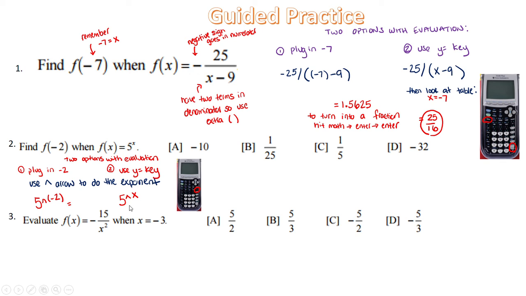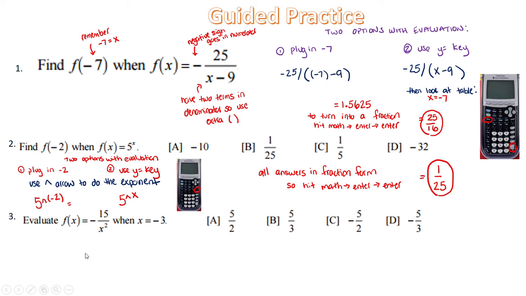Or in your y equals key, you need to do 5 up arrow x, and that way x is in the exponent. You're not just writing 5x, because then that will be wrong. Okay, either way, you should have an answer that is a decimal. That decimal, we need to turn it into a fraction, and that fraction is going to be 1/25.